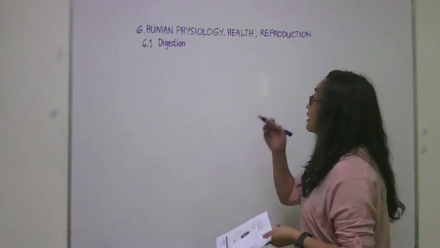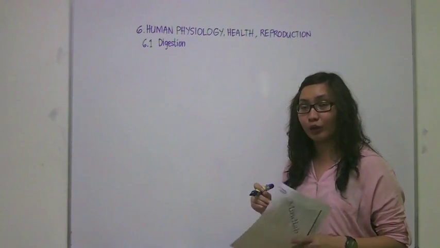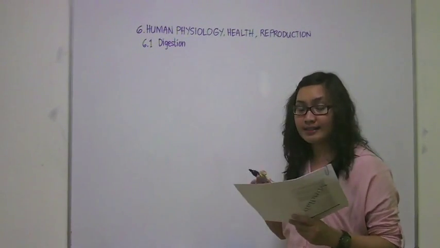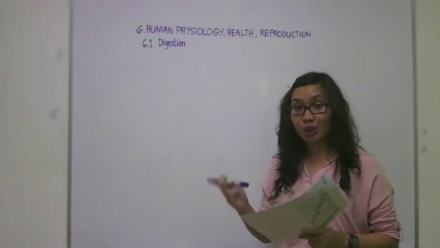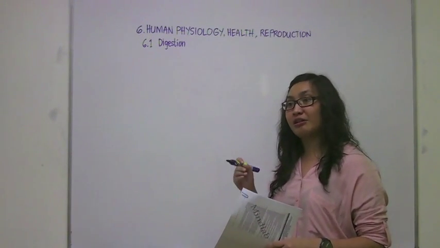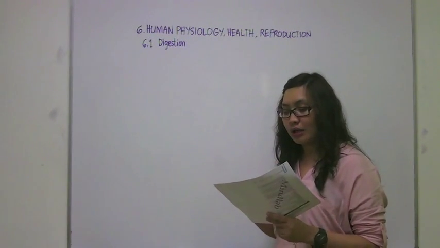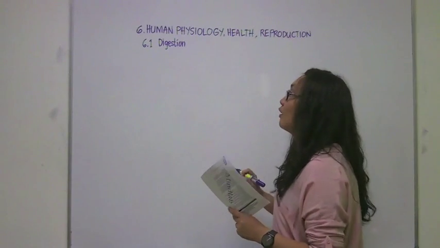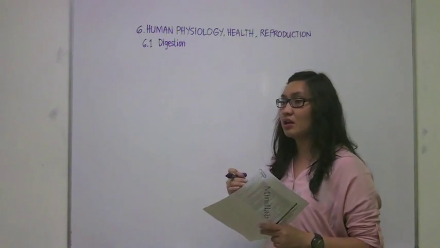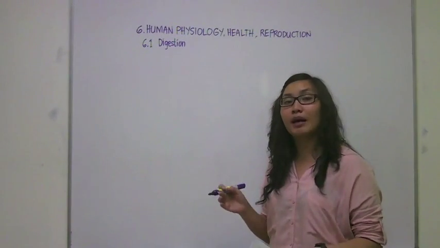So, just like what I said a while ago, in human physiology, health, and reproduction, we are discussing organ systems and how they work together as one system. We need to discuss structures, and within the structures, of course, the students really need to know the function of these structures. More importantly, once they have learned the function of each organ, they need to relate it to the totality of how the whole body is working.